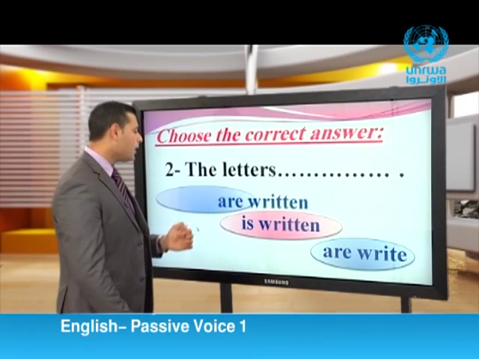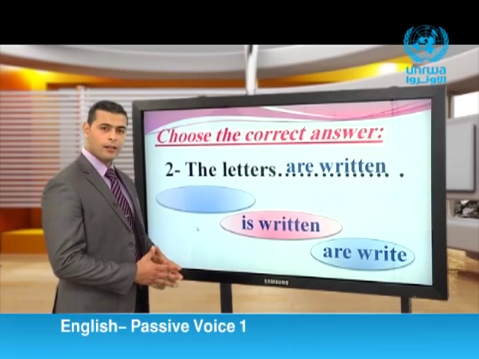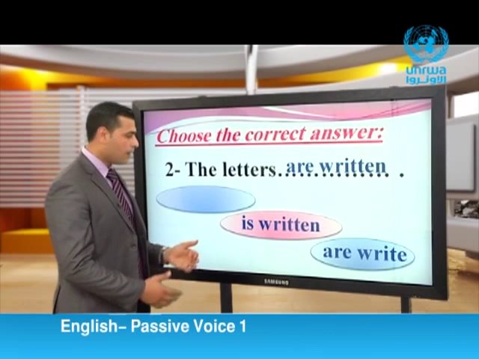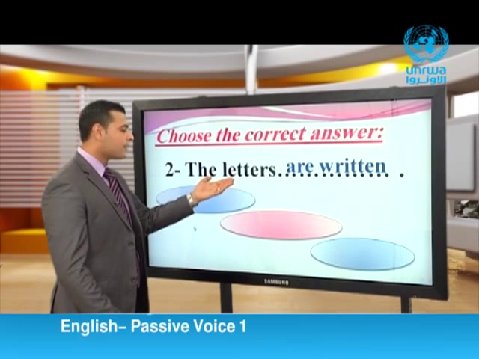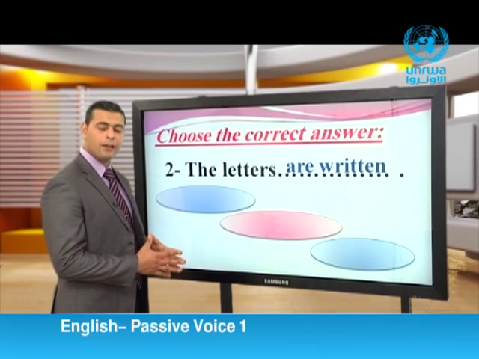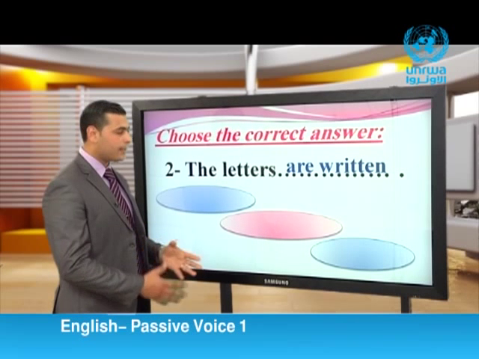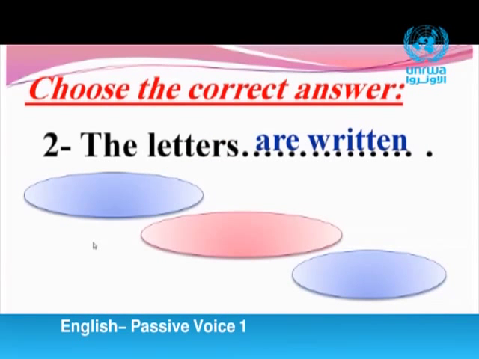The letters are written. الرسائل كتبت. But why are written? Here the subject is a plural subject. الفاعل هنا هو فاعل جمع، لذلك استخدمنا الفعل المساعد are، وبعد الفعل المساعد استخدمنا الفعل الأساسي في التصريف الثالث.